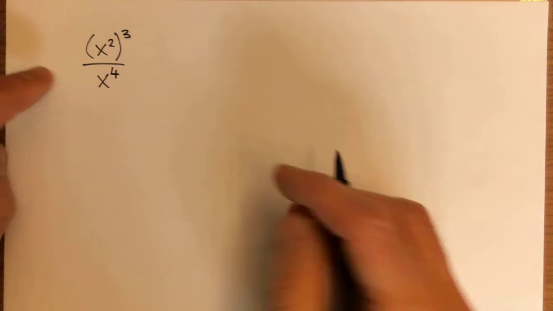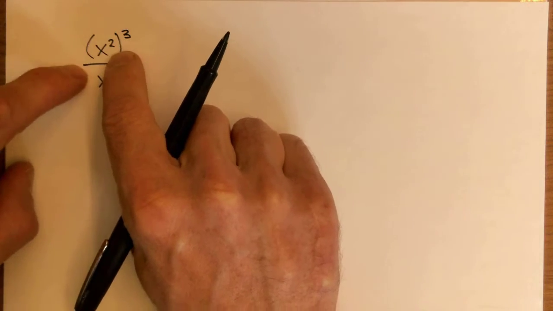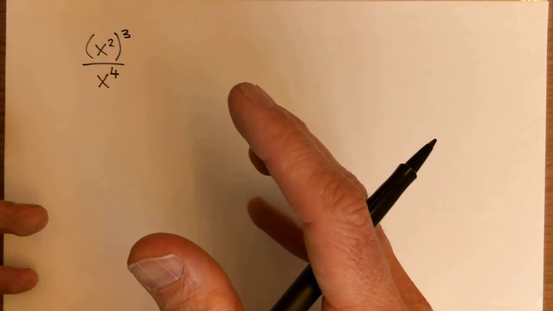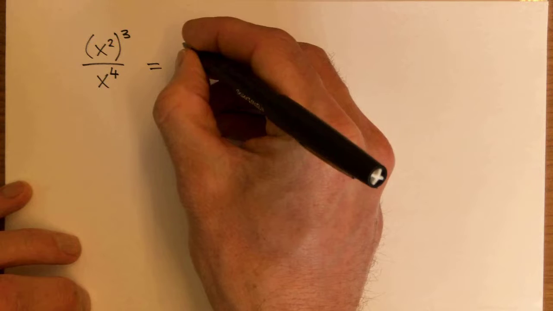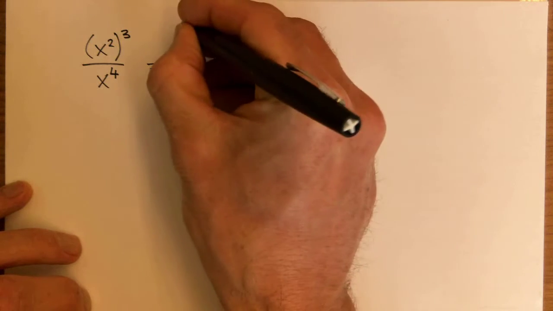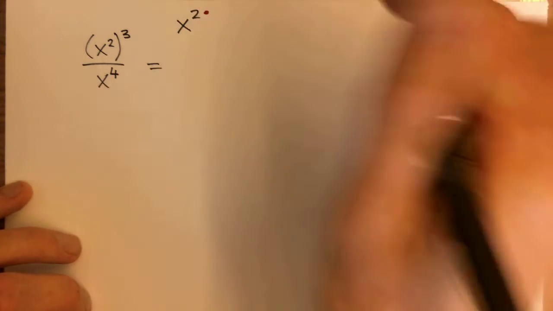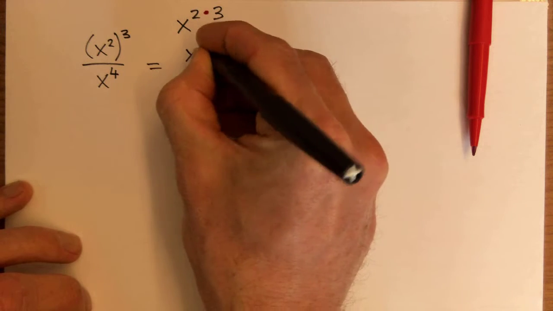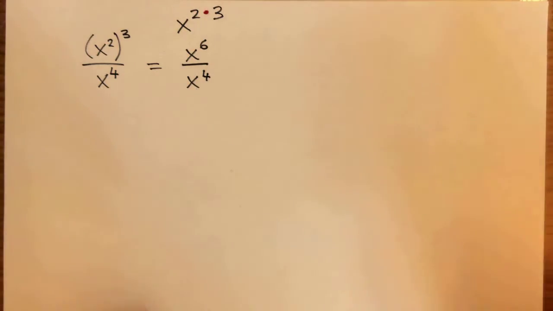But on the top, we can use an exponent property. See if you can remember what that one is. The x is squared, and then it's all cubed afterwards. So we can use the power property, and it becomes x to the power of 2 times 3. So you multiply those numbers to get x to the power of 6 on the top and x to the power of 4 on the bottom. So that's the power property.